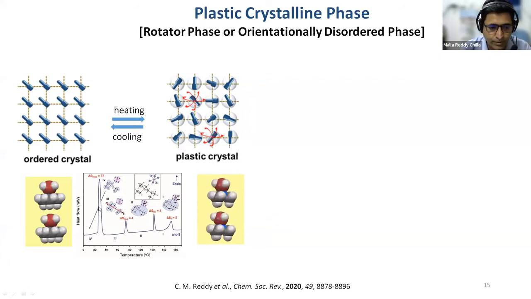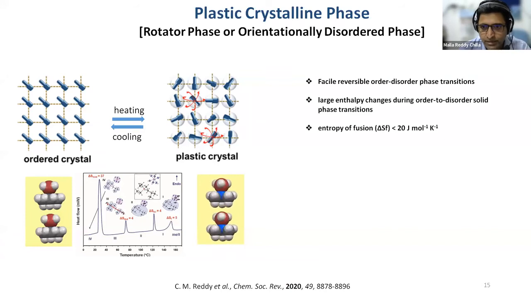When you go from the ordered state to the disordered state, you have a high entropy change here. If you look at it normally in the DSC, you will have a big peak here, and the subsequent ones, including the melting one, would normally be lower than this. This tells you that you most probably have a plastic crystalline phase. This is a very good technique to figure out whether or not you have a plastic crystalline phase.